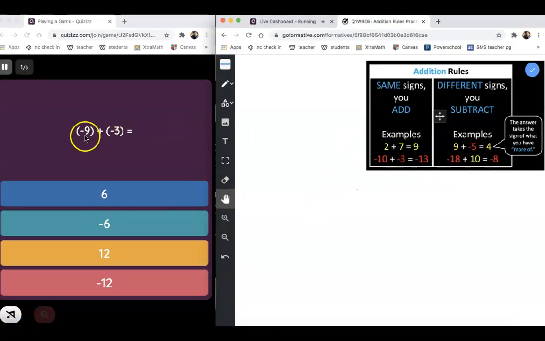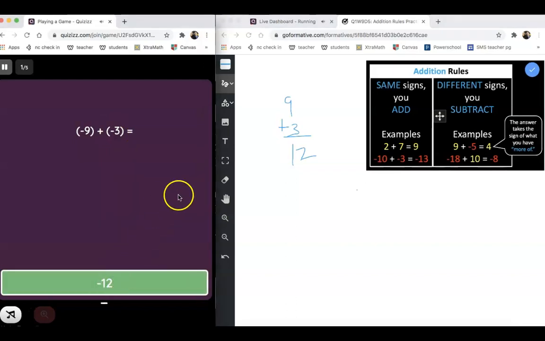So I look at the problem, -9 plus a -3. So that's a negative and that's a negative. So I look over here at my rules, that would be same signs, I would add. So then I can show my work if I need to, or I can do it in my head. 9 plus 3 is 12. And if I have 9 negatives and 3 negatives, I now have 12 negatives. Okay, we got that one right.